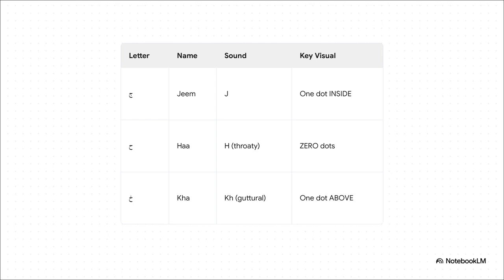So first, you've got Jeem. It has 1 dot right inside the belly, and that gives you a J sound. Then you have Ha, same exact shape, but look, 0 dots. It's totally clean. And finally, there's Kha, which has 1 dot above the shape. Again, it's all about the dots.